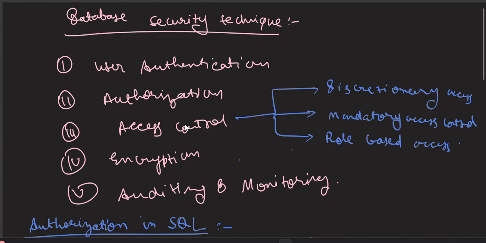The first one is user authentication. User authentication means verifying the user's identity, like your username and password, or some biometrics like your fingerprints and face lock, etc. And some OTP.